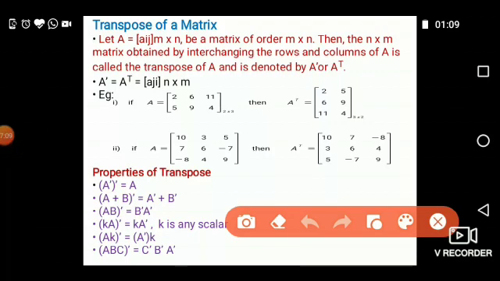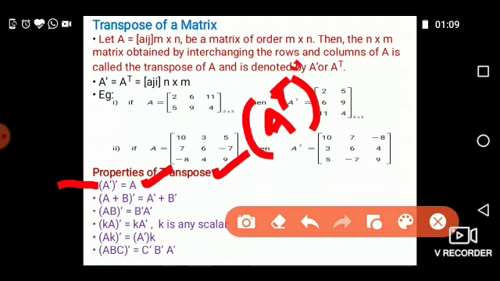Now let me start with the properties of the transpose of a matrix. If I take the double transpose of a given matrix, it gives the matrix A, that is, A transpose to the power T again. If you take the transpose of the transpose of matrix A, that gives A, the same matrix. Therefore, A to the power dash, dash is always equal to A, or A to the power T, T always gives matrix A.